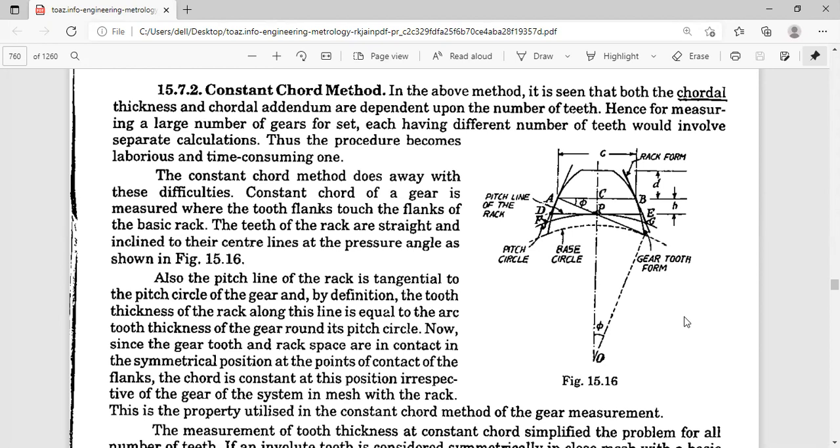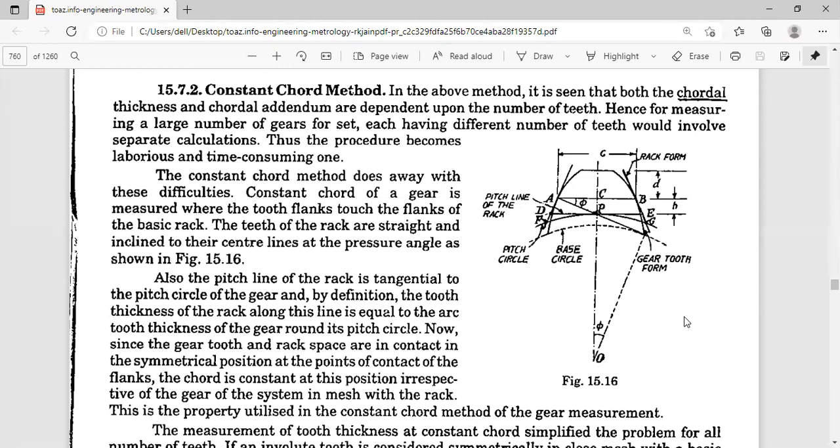What is the advantage of the constant chord method? The constant chord is measured where the tooth flank touches the flanks of the basic rack. That is very important. This parameter is not dependent on the pitch of the tooth, because for a large number of gears, each gear will have a different pitch and a different number of teeth. So here the calculations are lessened. It is not time consuming and laborious.